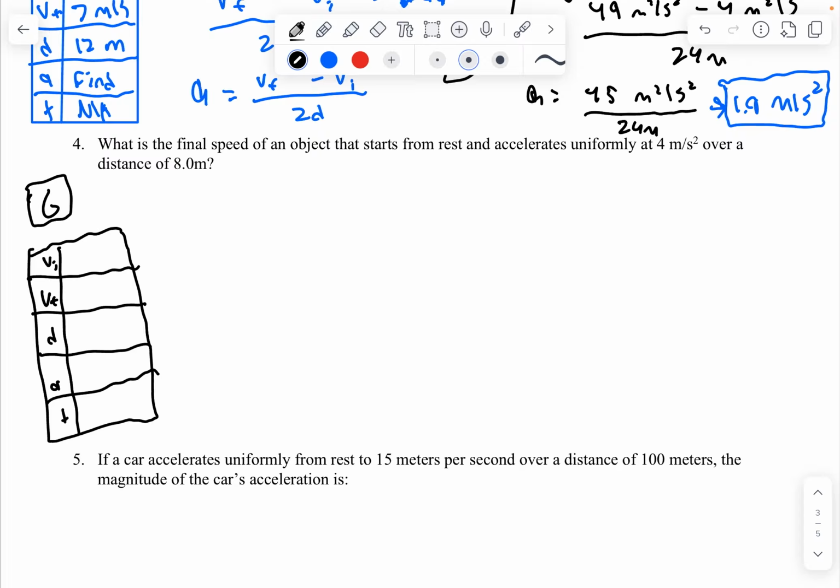We're given, what is the final speed? So we're trying to find the final speed. Starts from rest. Starts from rest is something you'll see a lot. And how many meters per second is rest if it's not moving? 0 meters per second. It accelerates at 4 meters per second squared over a distance of 8 meters. And we don't know anything about t, so not applicable.